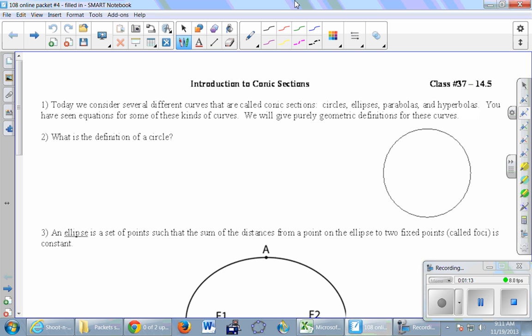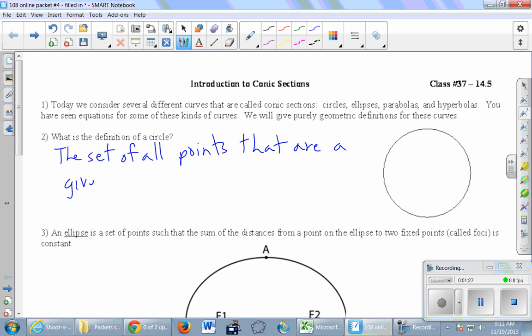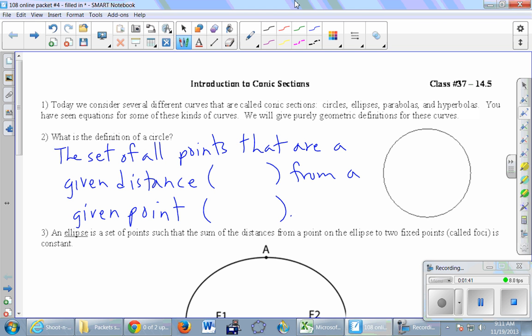Number 2, what is the definition of a circle? A circle is the set of all points that are a given distance, and then I'm going to leave a blank space here, from a given point. And I'll put a blank space there. So the given point is called the center.